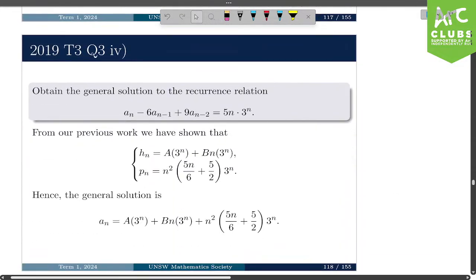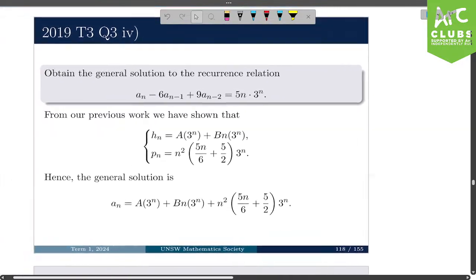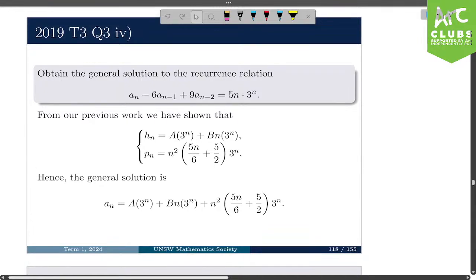And if we add that to our Hn, we get the general solution here, which is An is equal to a times 3 to the n plus bn times 3 to the n plus n squared times (5n on 6 plus 5 on 2) times 3 to the n.